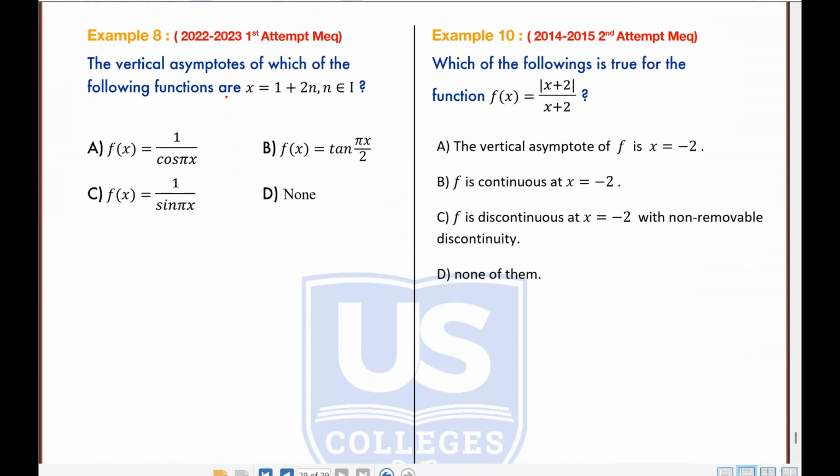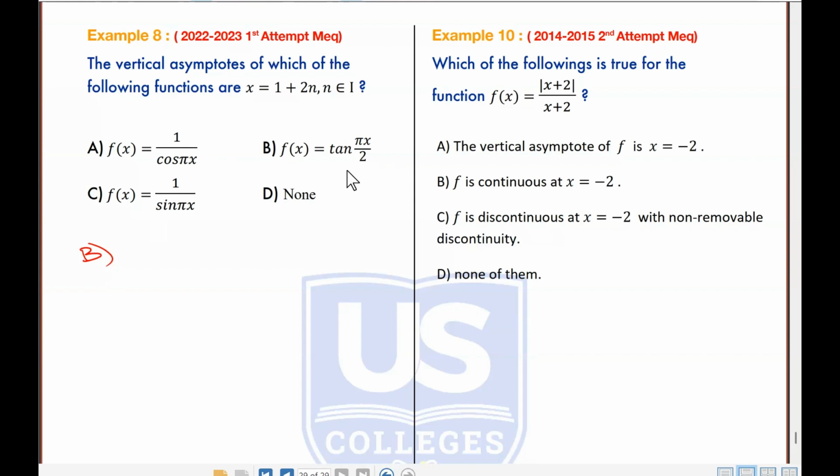2023 first attempt mystery question. The vertical asymptote of which one is 1 plus 2n, where n is an integer? We checked this in the previous questions. We also checked this in the previous questions. It is none of it. Let me check B. You go back and check the answers for these two.